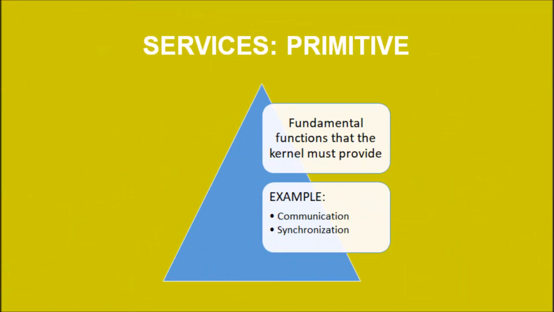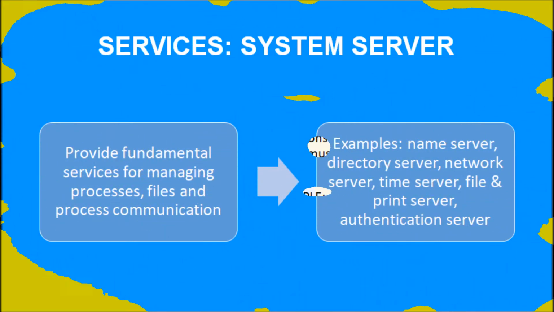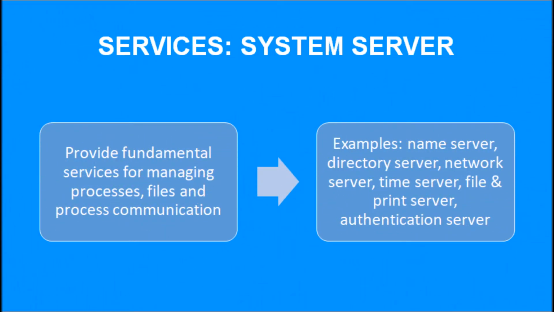What is primitive service? It is the fundamental function that the kernel must provide, for example, communication and synchronization. How about service by system server? It provides fundamental service for managing process, file, and process communication. And the examples are name server, directory server, network server, time server, file and print server.